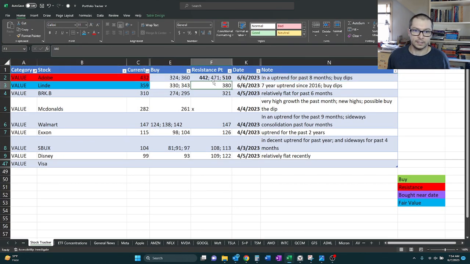And then resistance, I kind of went through that pretty thoroughly. So we have 442, that's kind of where we are now. 471, it might struggle a little bit. And then 510, I think is going to be a big pivot point for this one.